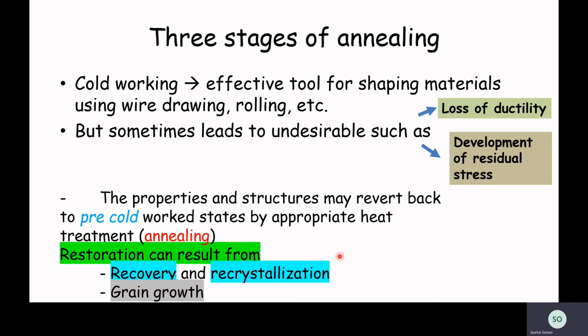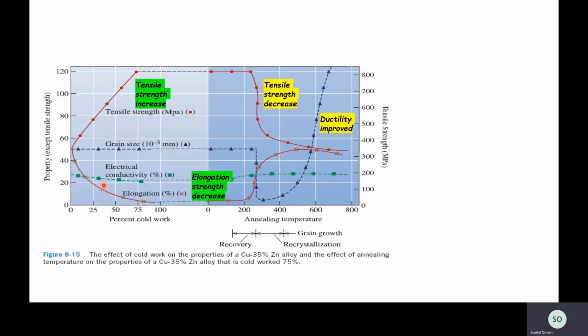And here the effect of the cold work is nullified. Remember that by heating the material or the specimen, annealing will take place, and it can reduce dislocation density and will increase the grain size. As a result, ductility will be improved, but at the same time, the strength of the material will decrease. So here we have a figure that shows the effect of cold working and the effect of annealing.